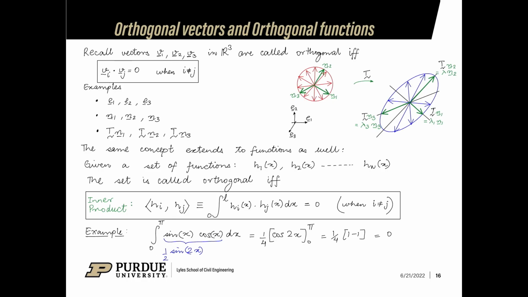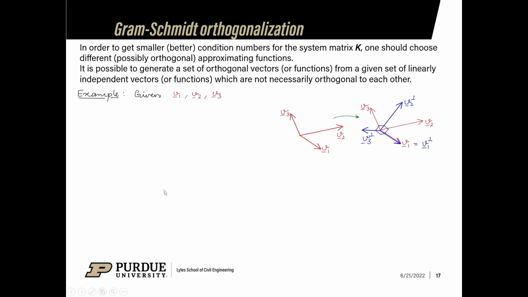Using this idea of orthogonality, we can actually create functions or even vectors that are orthogonal to each other, as long as they are linearly independent. So for example, for vectors, if we have three vectors v1, v2, v3, they are clearly not necessarily orthonormal or even orthogonal. But starting from these three vectors, can we create three different vectors which are actually orthonormal or orthogonal to each other? And the answer to that is yes.